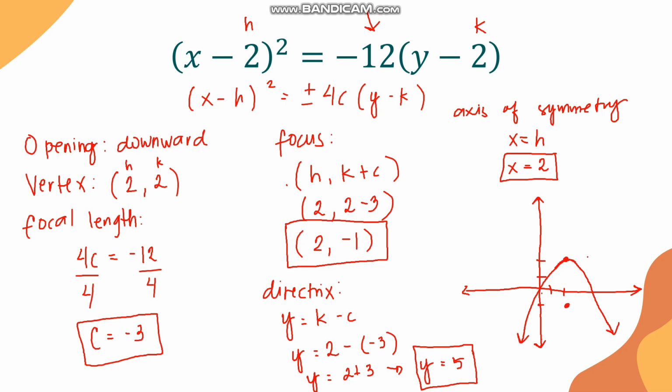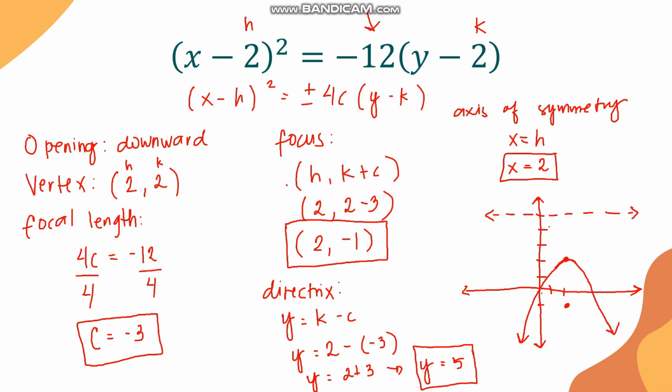And then for the directrix, it's y equals 5. So let's just identify where 5 is on our y-axis. So you have 1, 2, 3, 4, 5. And then you draw a horizontal line from that number. So that gives us the directrix of the parabola.